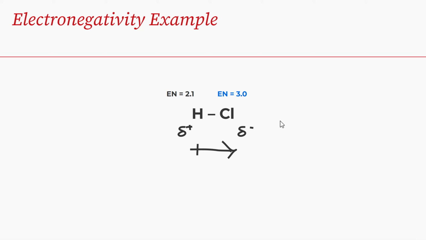This creates what we call a dipole moment. A dipole moment goes from the positive to the negative part of a covalent molecule. And we draw it like this, where we have an arrow pointing towards the negative end, and this little line through the tail close to the positive end.